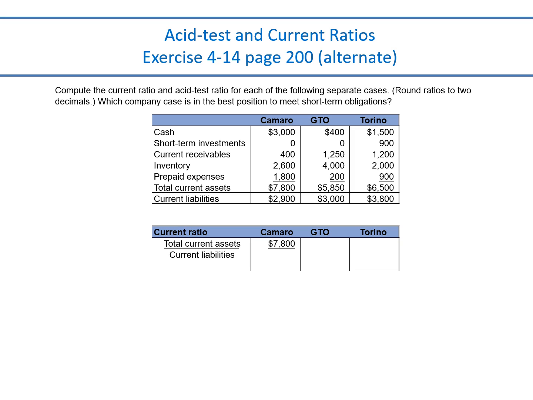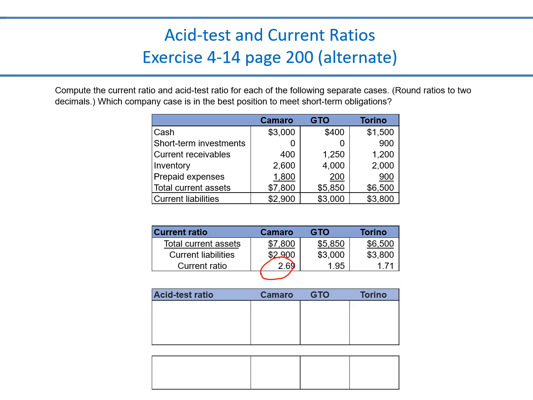Okay, so again, current ratio is total current assets divided by current liabilities. So Camaro has a 2.69, GTO has a 1.95, and Torino has a 1.71. So in this case, Camaro is in the best position.